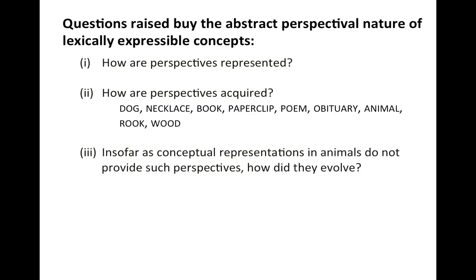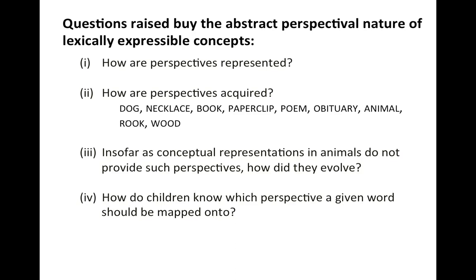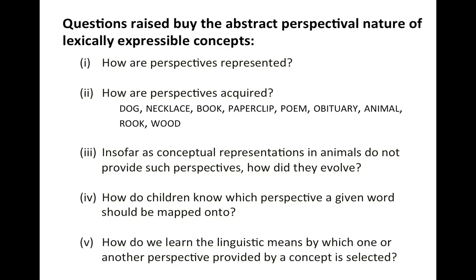Also, insofar as conceptual representations in animals do not provide such perspectives, it raises the question of how perspectives of this sort evolved. It also raises the question of how children know which perspective a given word should be mapped onto, and the question of how we learn the linguistic means by which one or another perspective provided by a concept is selected in a given utterance.